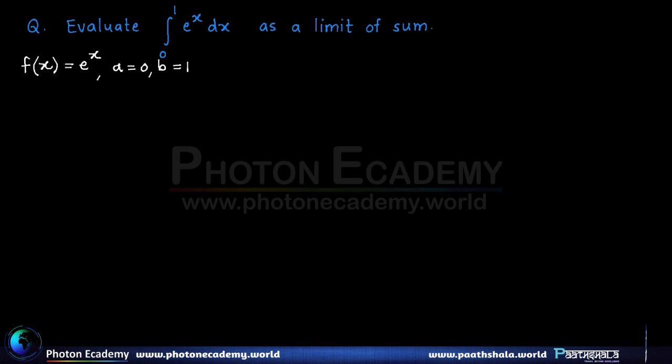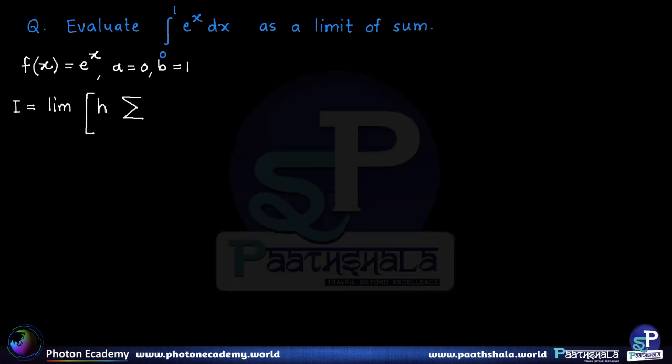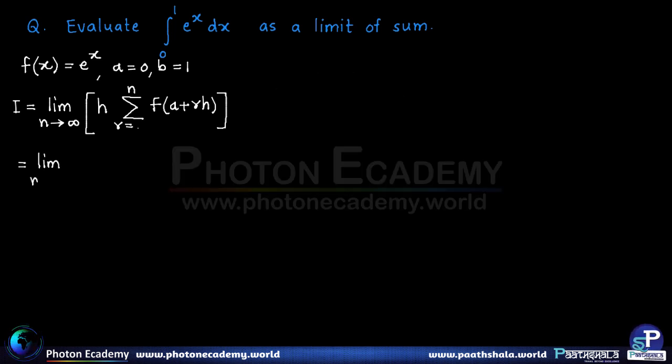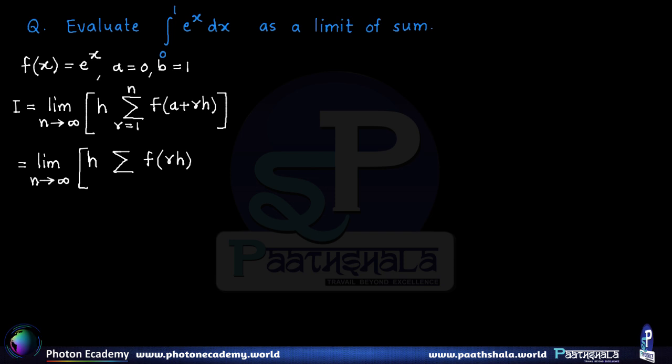Now let us rewrite the formula, that is the integral is given by limit of h into summation of f of a plus rh as r varies from 1 to n, and the limit is taken as n tends to infinity. So that gives us limit n tends to infinity h summation of, now here a is 0, so once again we have f of rh as r varies from 1 to n.